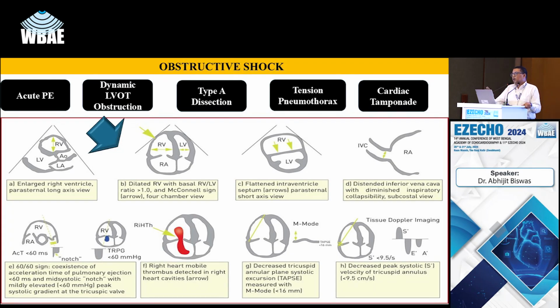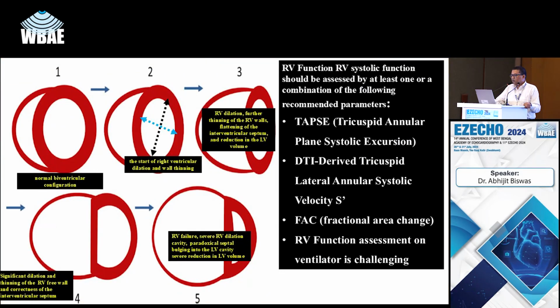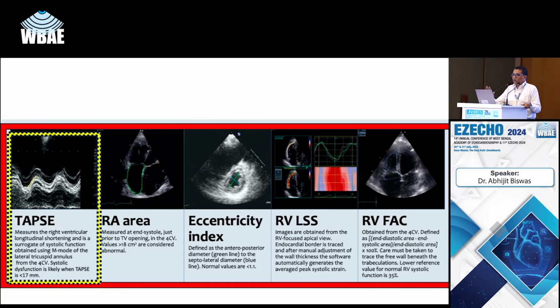Now, next point is IVC. How to predict right atrial pressure? There is a rule: if the IVC is dilated and little collapsing, the pressure is high, and if it is not dilated but collapsing, it is intermediate. If it is less than normal size and collapsing more than 50%, then the pressure is 5 or less. Now, one thing we must remember, if the patient is on a ventilator, the situation is totally different, because a ventilator works in a reverse Valsalva physiology.